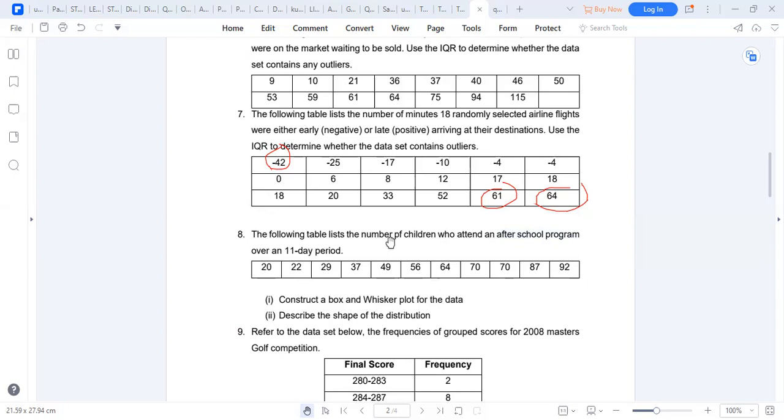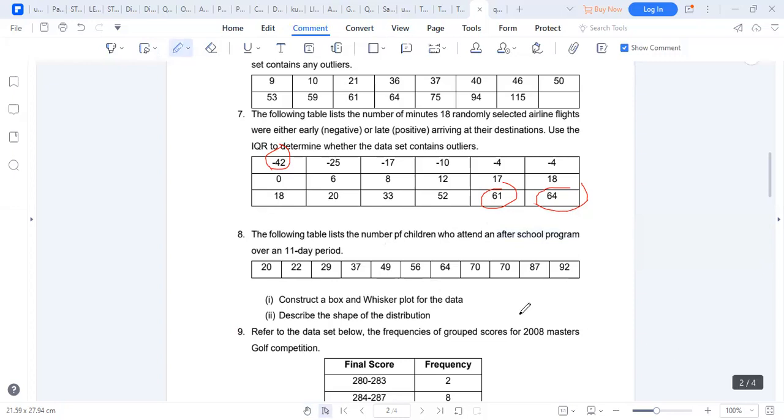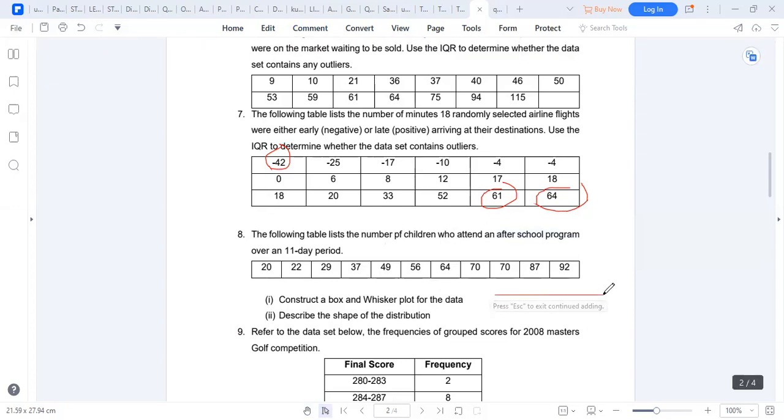We identify the x minimum and the x maximum. The x minimum is 20, and the x maximum is 92, because they are in ascending order. Excellent. So we have the x minimum, 20, and the x maximum, 92. Now, how do you find the Q1 and the Q3?